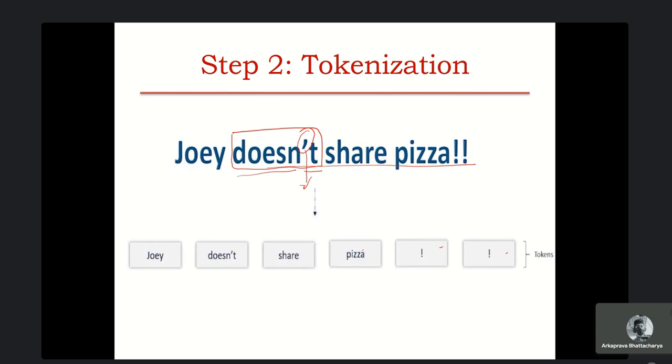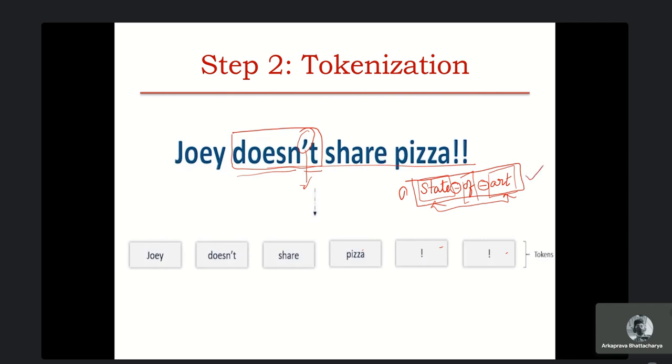Let's suppose you have something like state-of-art. This is a word which means a single form. If you perform tokenization naively, state would be one token, of would be another token, and art another token. But when you do this, you are definitely going to lose a lot of information. So this whole part should be considered as one single token. This is where you need to consider the hyphens.